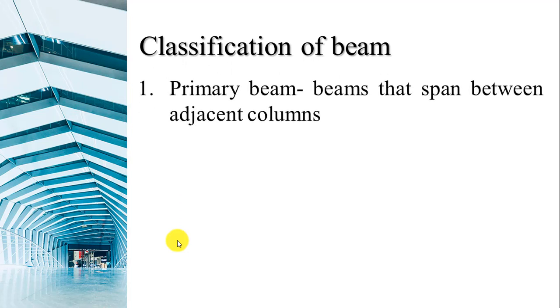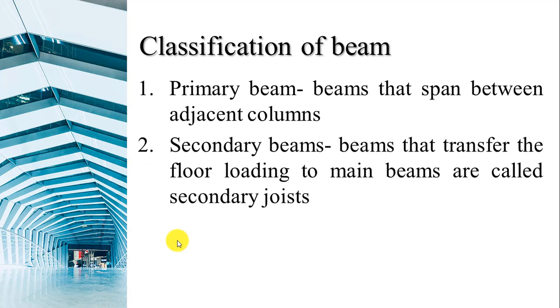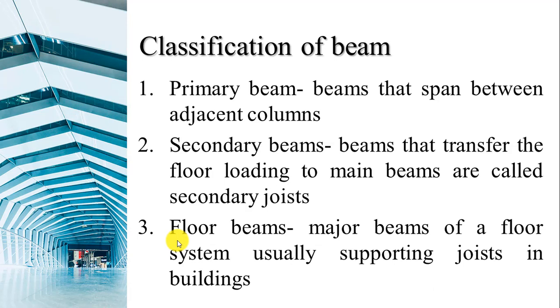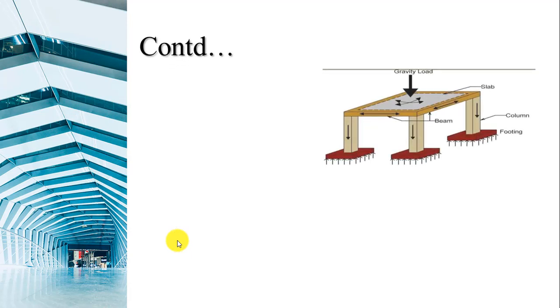The first one is the primary beam. It is the beam which spans between the adjacent columns. Then secondary beams: the beam which is resting on the primary beam or on the main beam, and that transfers the floor load to the main beam, is called the secondary beam. Then floor beams are there. Floor beams mean mainly the beams which are at the floor levels. Those are called floor beams. Here, related to that, some diagrams are shown.